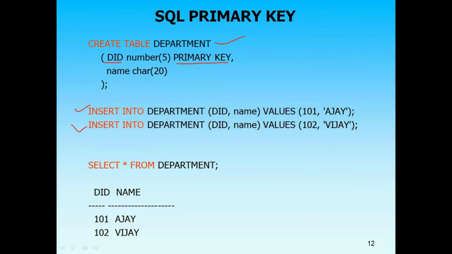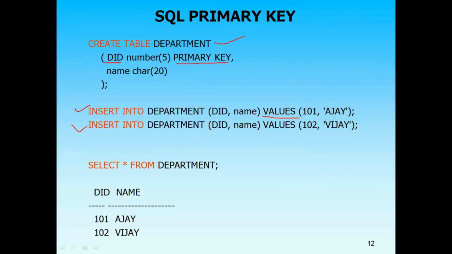So what is the syntax for inserting data into the table? Insert into table name, in brackets you mention which fields you want to insert into the table, the names of the fields that we have taken in the create table, right? Department ID and name. Then values, you mention using the values keyword, and in brackets you mention your actual values. 101 is my department ID and Ajay is the head of the department. Assume this name indicates the head of the department, right?